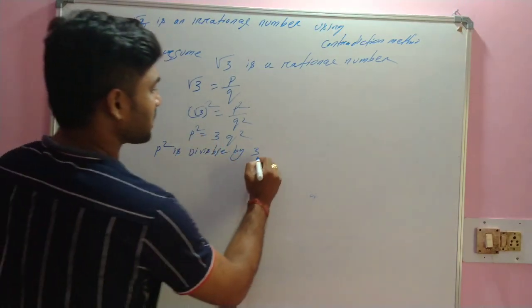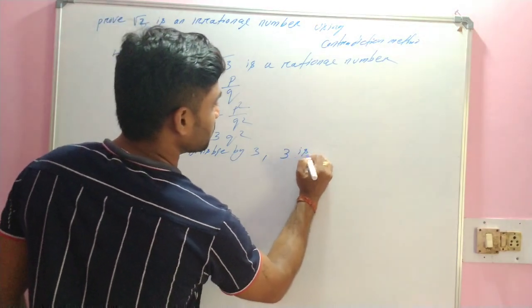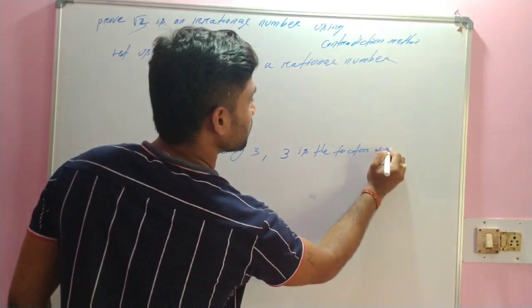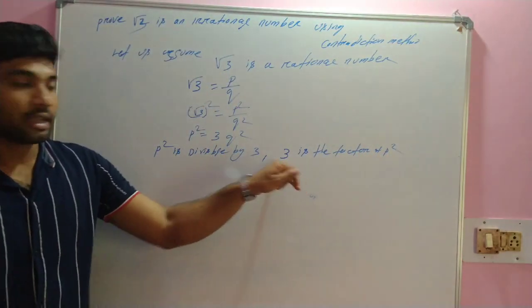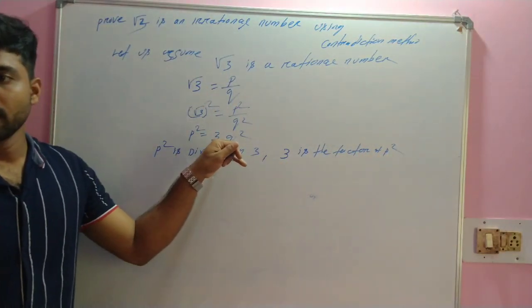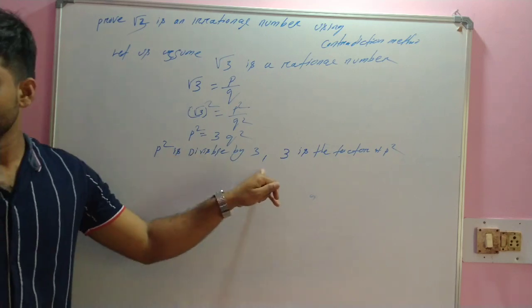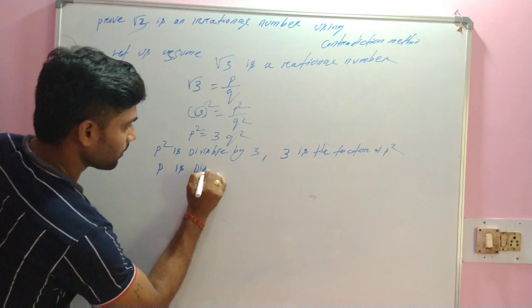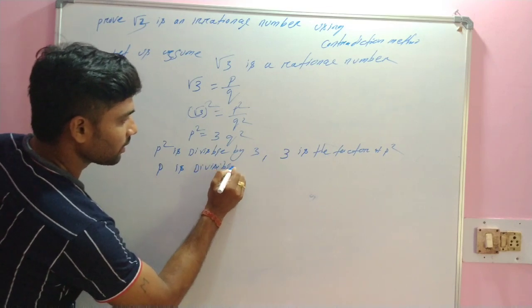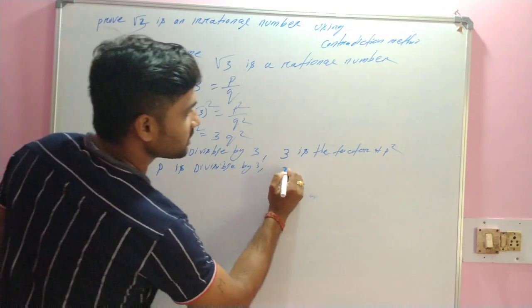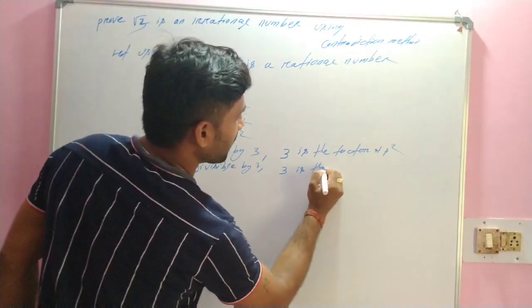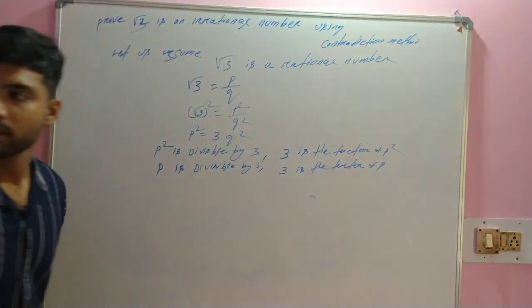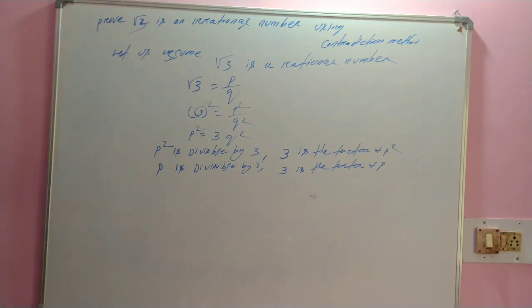It may be written as 3 is a factor of P square. If P square is divisible by 3, then P is also divisible by 3. That means 3 is a factor of P.